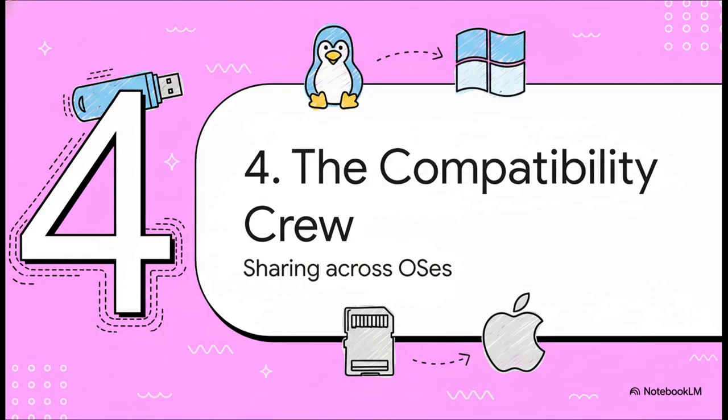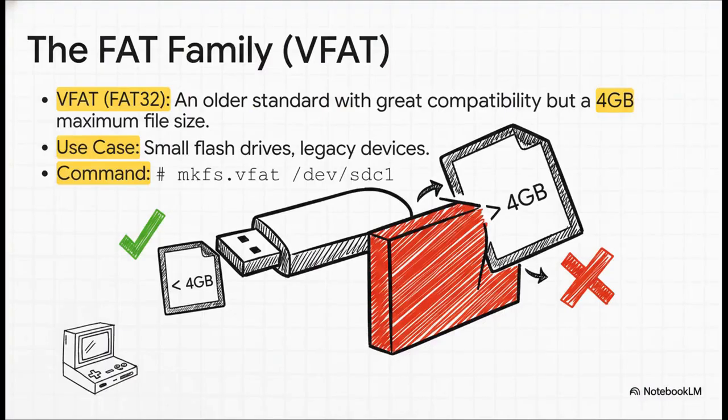Okay, so these native Linux file systems are awesome for our Linux machines. But what happens when you need to share a USB drive or an SD card with someone who uses Windows or a Mac? Well, that's when you call in the compatibility crew. First up, we have VFAT, which you probably know better as FAT32. This is the old timer. Its biggest advantage is that pretty much any device on the planet can read it. But here's the catch, and this is a big one for the exam. You cannot have a single file on it that's bigger than 4 gigabytes. That makes it really only useful for smaller flash drives or older gadgets these days.